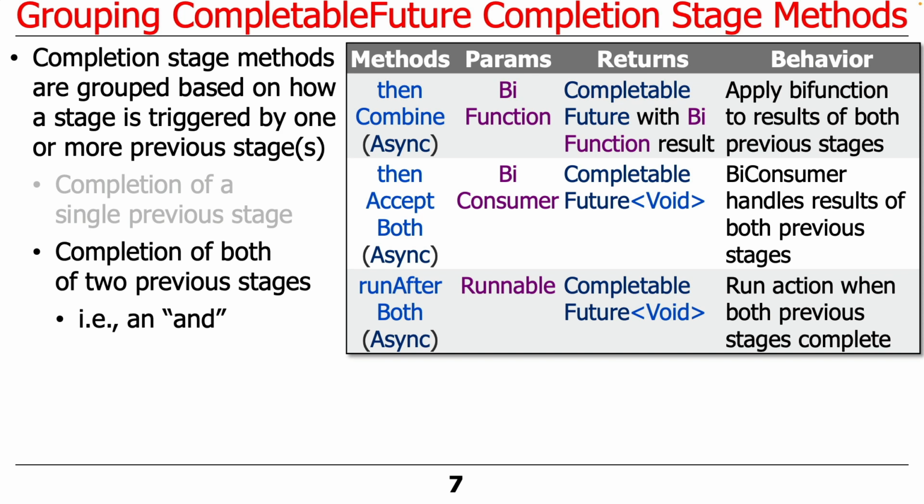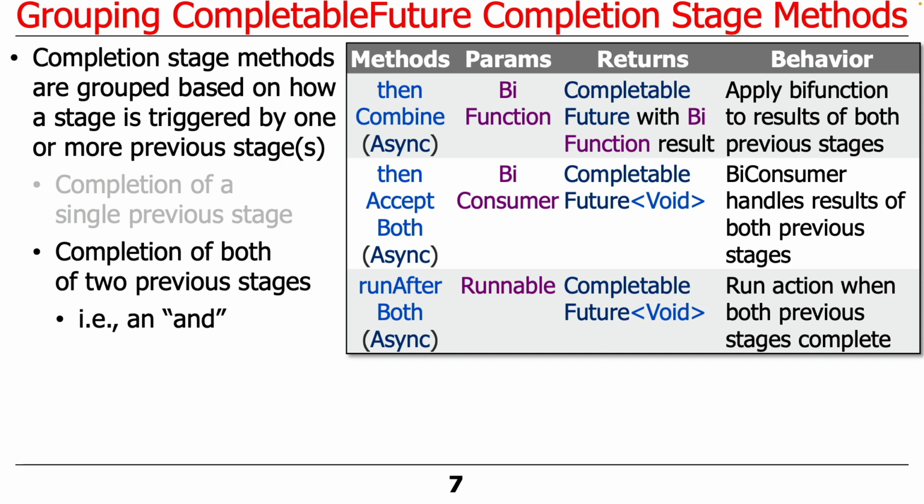Then combine takes a BiFunction as the parameter, which basically expects to take 2 parameters, and it returns a CompletableFuture with the result of calling that BiFunction. And it'll apply the BiFunction to the results of both previous stages when they complete, when they trigger.